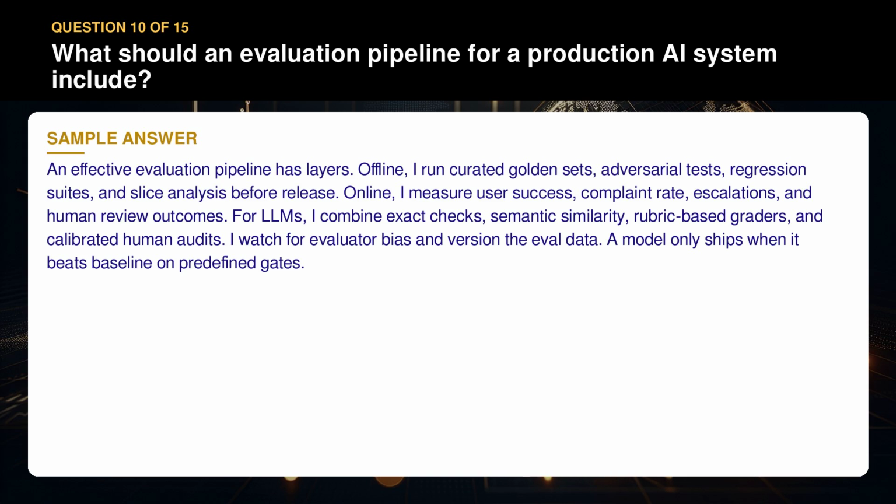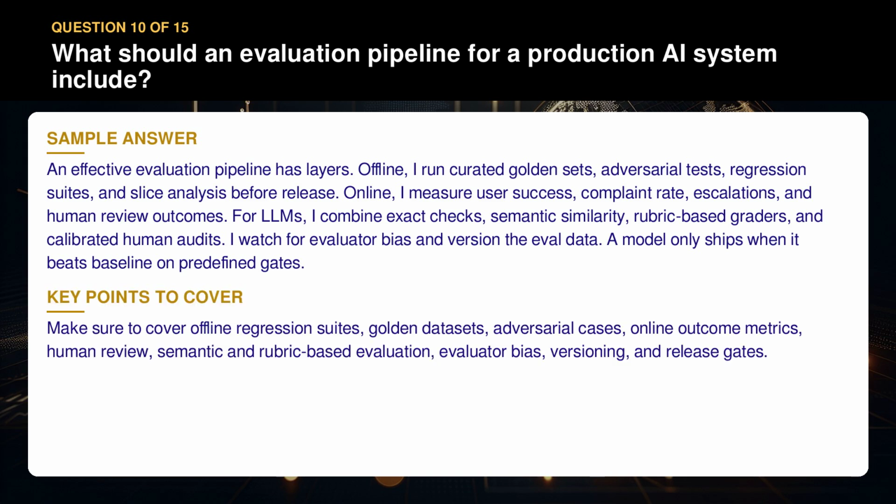I watch for evaluator bias and version the eval data. A model only ships when it beats baseline on predefined gates. Make sure to cover offline regression suites, golden datasets, adversarial cases, online outcome metrics, human review, semantic and rubric-based evaluation, evaluator bias, versioning, and release gates.